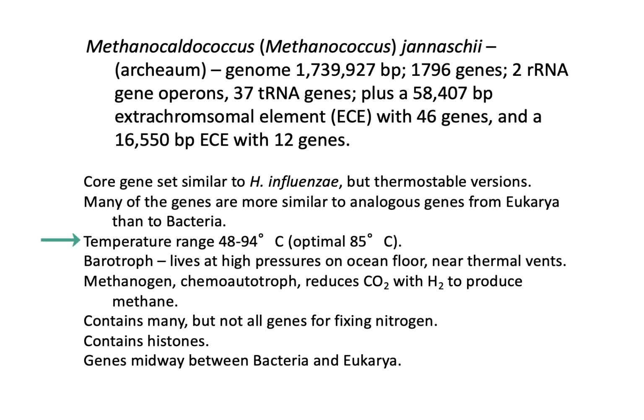Their temperature range is from 48 to 94, so you can imagine that they have some genes and some proteins that are stable under varying temperatures. Their optimal temperature is 85 degrees. They're also barotrophs because they live at high pressure on the ocean floor near thermal vents. They're methanogens, chemoautotrophs, and they reduce CO2 with H2 to produce the methane.